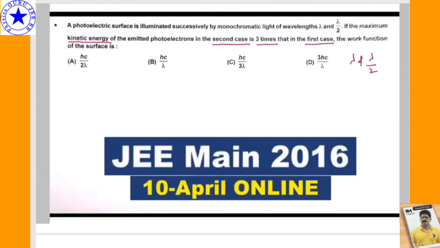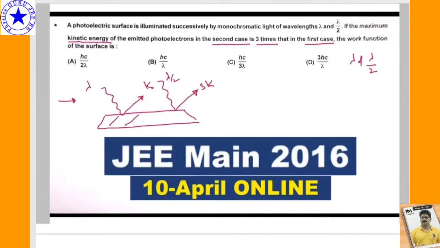So what is the work function? We want to calculate the work function. How to proceed? Let's take one surface. First a wavelength lambda is incident, and let the kinetic energy be K. Next, lambda by 2 is incident, and the kinetic energy is 3K. Let the work function be W. The same work function will be there because this is the same metal, no change in the work function.